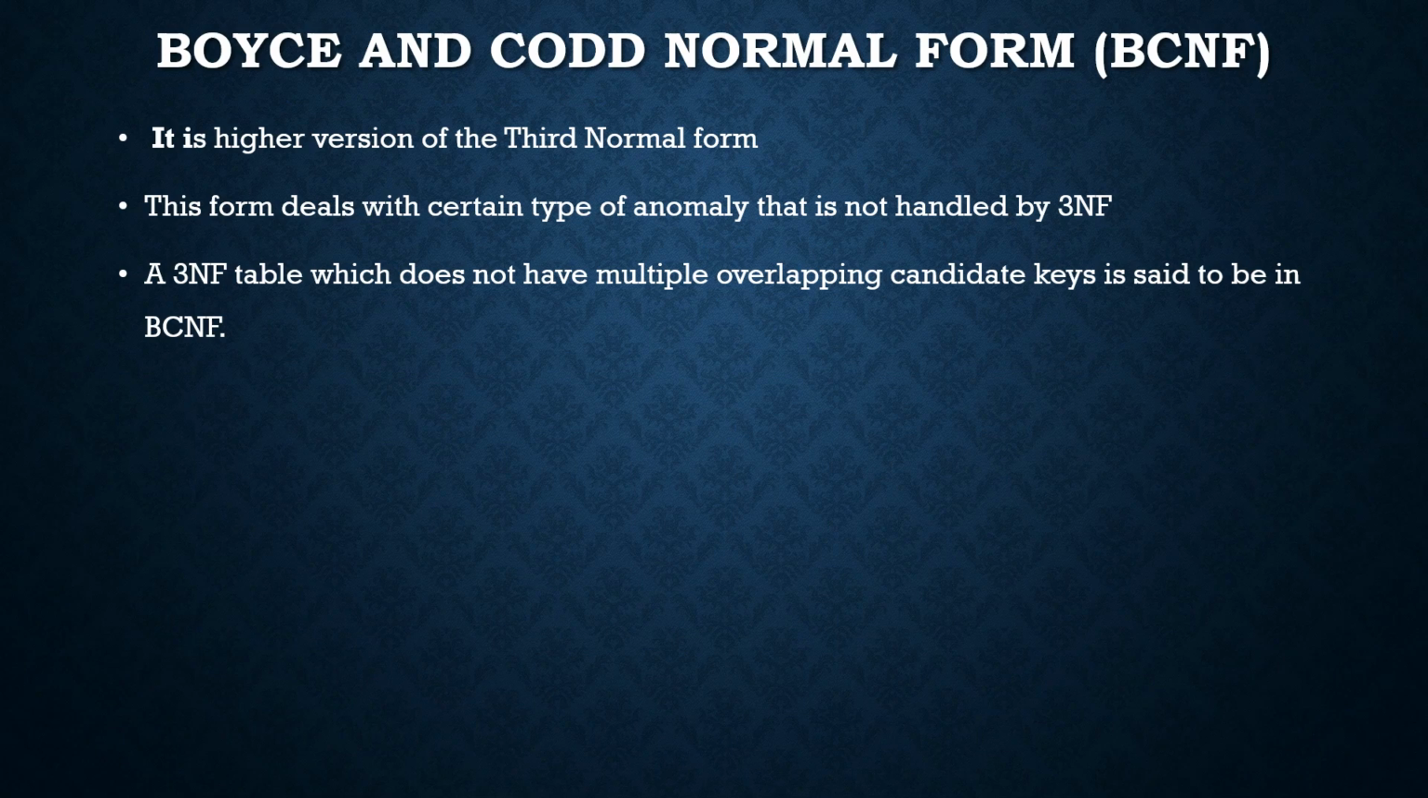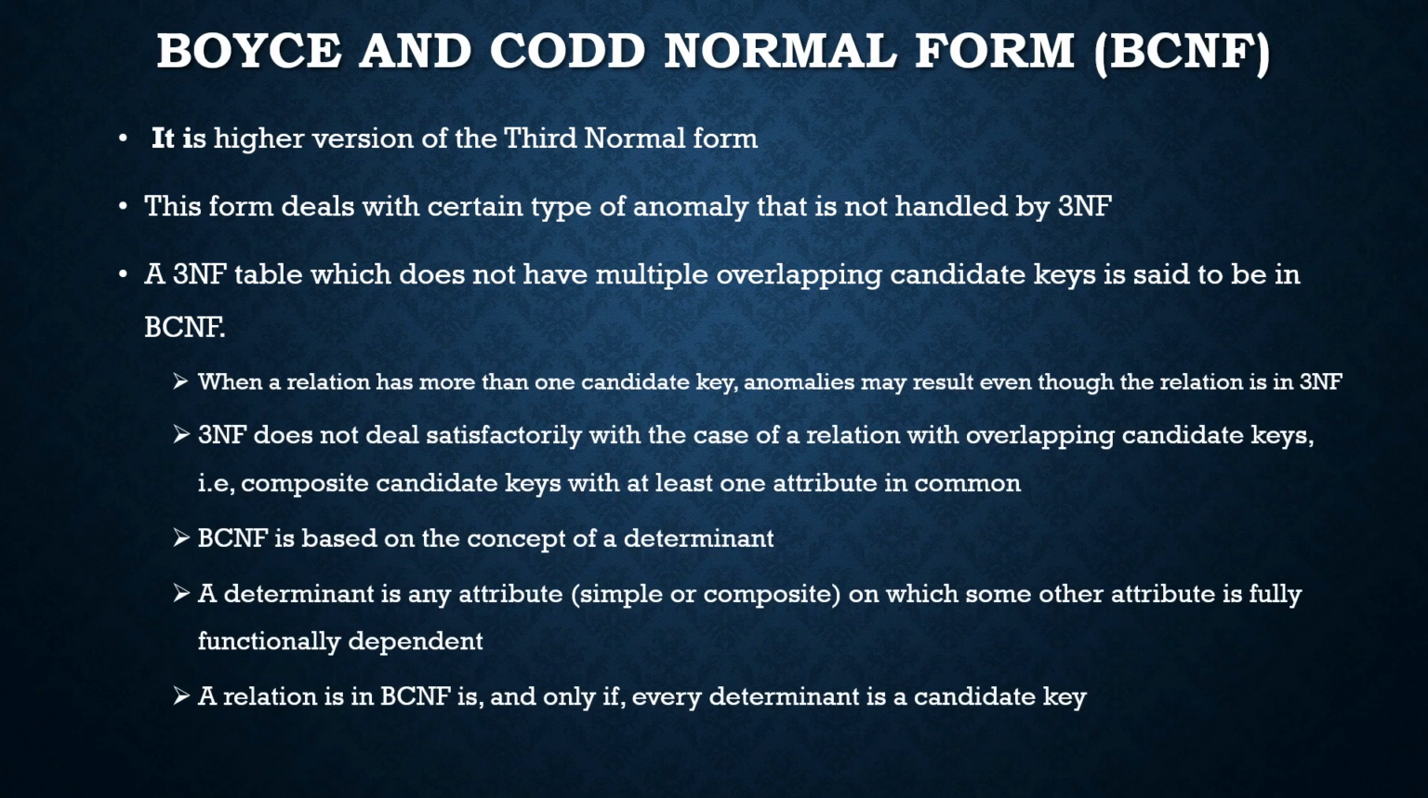So BCNF is the highest version of third normal form, and this form deals with a certain type of anomalies that is not handled by 3NF. That means multiple overlapping, it's not possible to handle by the 3NF. That means third normal form. Okay, there are some points regarding Boyce Codd Normal Form or BCNF.